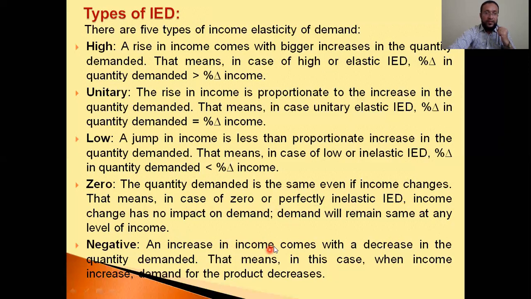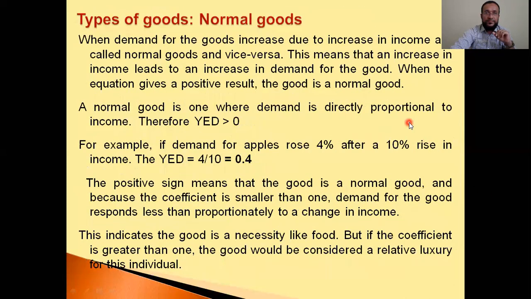Next is negative income elasticity. Negative income elasticity means an increase in income comes with a decrease in the quantity demanded. That means in this case, when income increases, demand for the product decreases. So this is called the negative income elasticity of demand. Now let me move to the next slide.